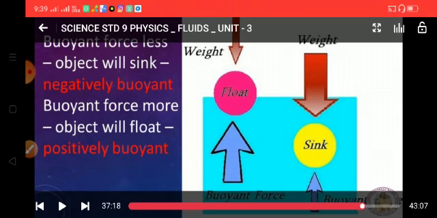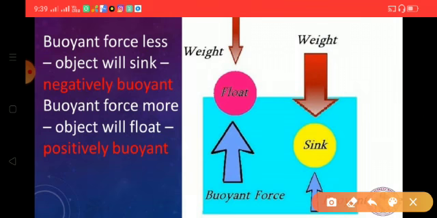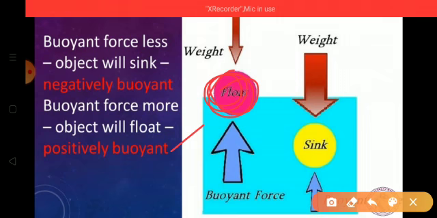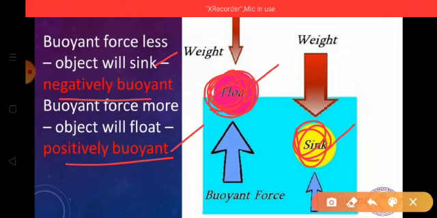So if the buoyant force is more, the object will float, and it is called positively buoyant. If the buoyant force is less, the object will sink. That is known as negatively buoyant. So the object will sink means it is called negatively buoyant. The object will float means it is positively buoyant.